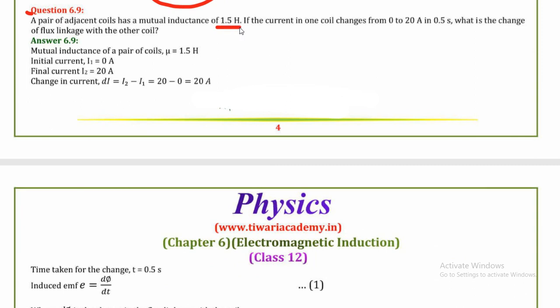तो यहाँ पे देखिए म्यूचुअल इंडक्शन से रिलेटेड क्वेश्चन है ये, और म्यूचुअल इंडक्टेंस गिवन है, मीन्स M गिवन है. If current in one coil changes from 0 to 20 ampere, तो यहाँ पे देख रहे हैं जो change in current है वो गिवन है. And time interval for this change is 0.5 second, ये भी गिवन है. What is change of flux linkage with the other coil.